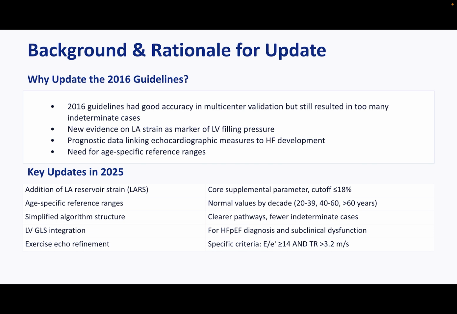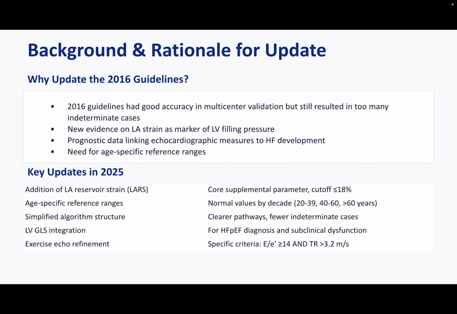Third, the age-specific reference ranges were inadequate. A lateral E prime of 7 centimeters per second in a 30-year-old is mildly reduced. The same value in a 72-year-old is completely normal. The 2016 guidelines were treating everyone the same.